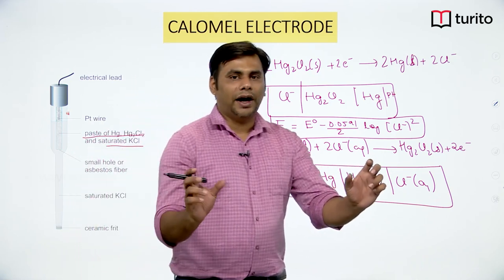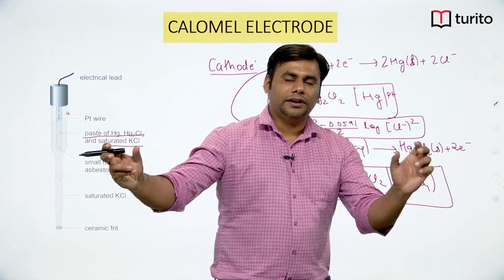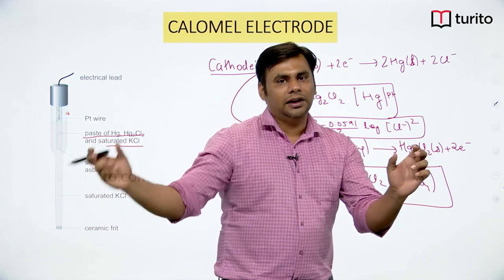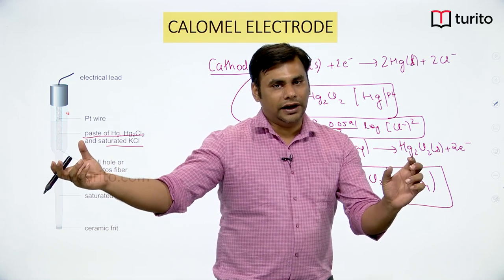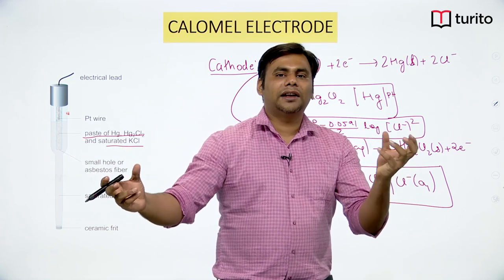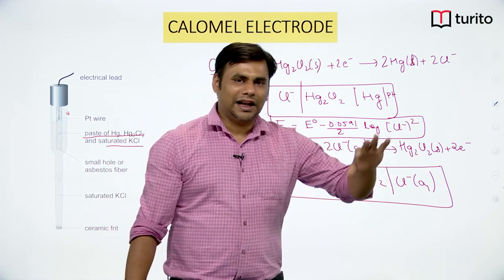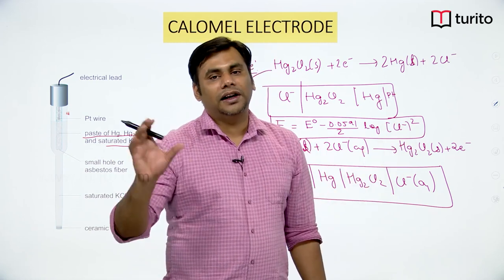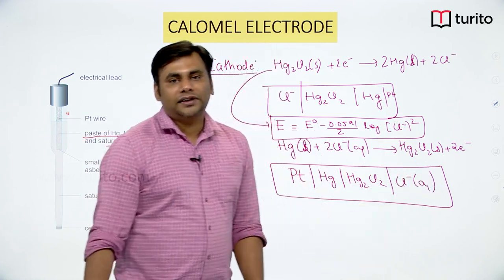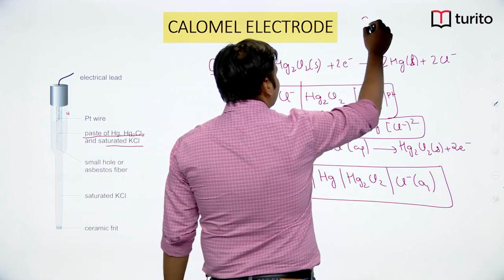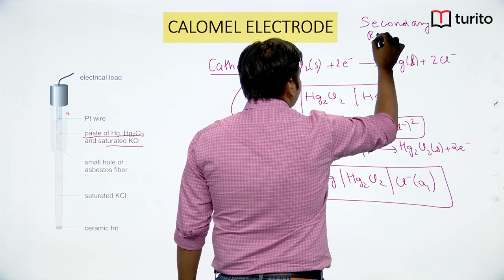Again we can combine it with any other unknown electrode, since we know the EMF of the calomel electrode. Whatever E naught value we get, if we subtract the EMF of the calomel electrode, after checking whether it is acting as a cathode or anode, we will get the EMF of the unknown electrode. So this is also known as a secondary reference electrode. This is better than hydrogen.